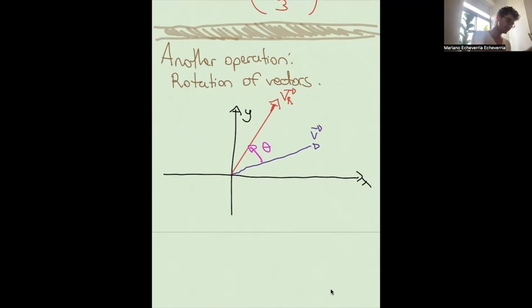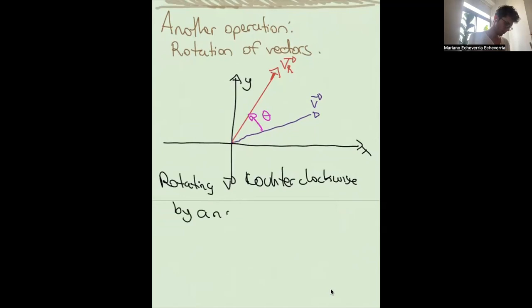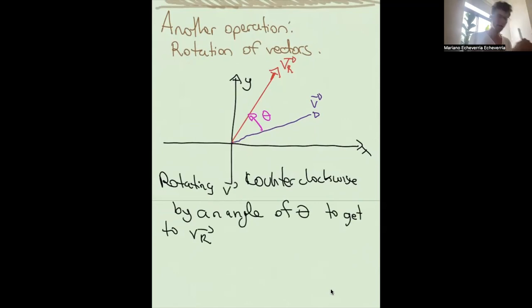So here what I'm doing is rotating V counterclockwise by an angle of theta to get to VR. Is that making sense? Well, maybe I should ask first, is the problem making sense, what I'm trying to do physically? I'm taking an arrow and rotating it by some angle.